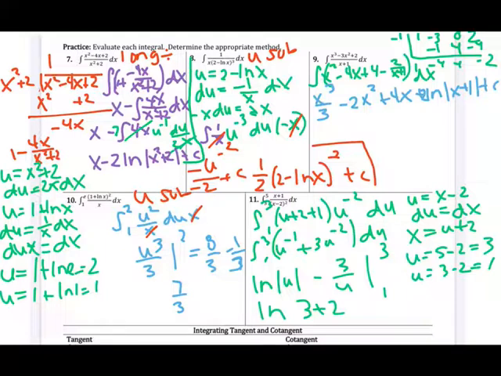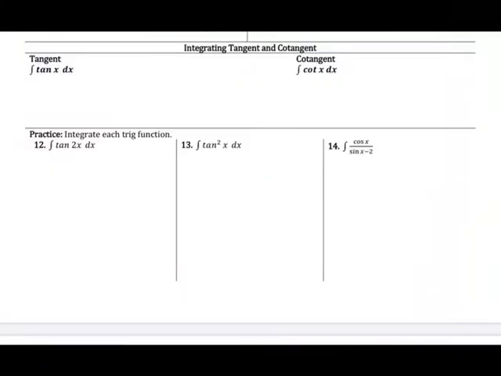with tangent and cotangent. So we're going to derive the integral of tangent of x using trig things that we already know. So we already know that tangent could be written as sine of x over cosine of x. So I can substitute that in.